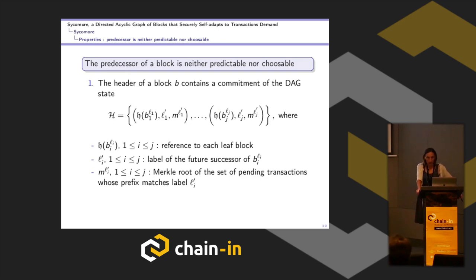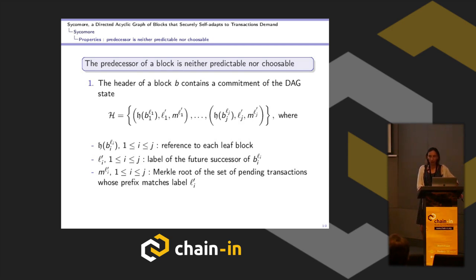When a miner wants to create a block, he will insert in the header of his block a kind of commitment on the local state of his ledger. And this commitment is as follows. You will have a set of tuples, and in each tuple you will have three pieces of information. You will have a reference to each leaf block of the local ledger.